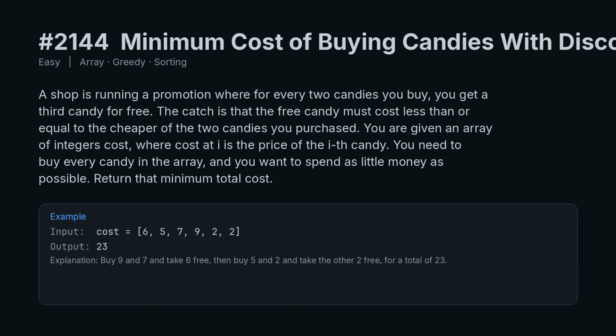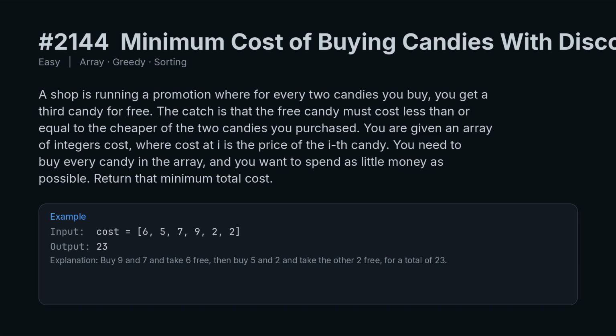LeetCode problem number 2144, minimum cost of buying candies with discount. A shop is running a promotion where for every 2 candies you buy, you get a third candy for free. The catch is that the free candy must cost less than or equal to the cheaper of the 2 candies you purchased. You are given an array of integers cost, where cost[i] is the price of the ith candy.